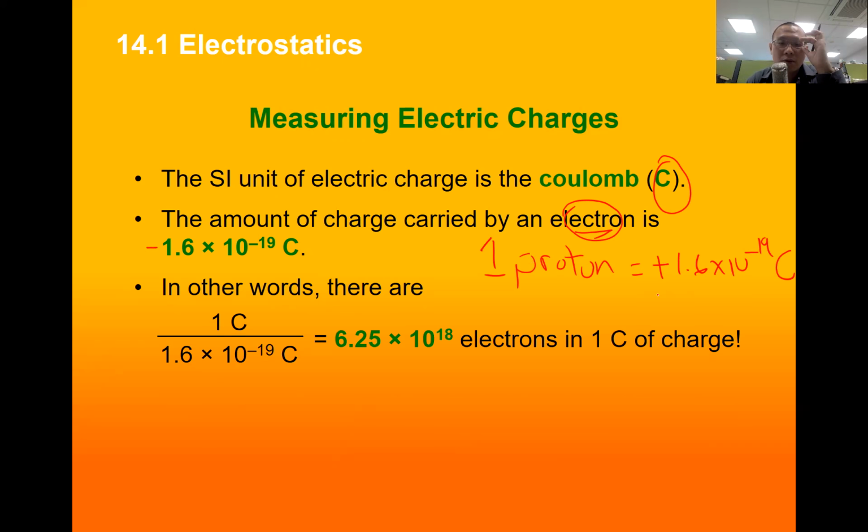The inherent charge will be positive. Now when you look at electrons, if you have 1 coulomb of charge, how many electrons are we looking at? If one electron is 1.6 times 10 to the minus 19 coulombs, then in 1 coulomb you effectively have 6.25 times 10 to the power 18 electrons. That's a lot of electrons in just a single coulomb of charge.